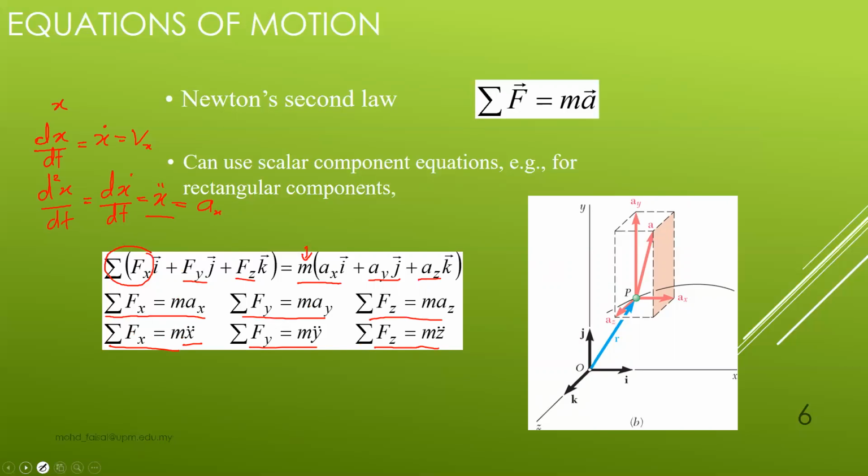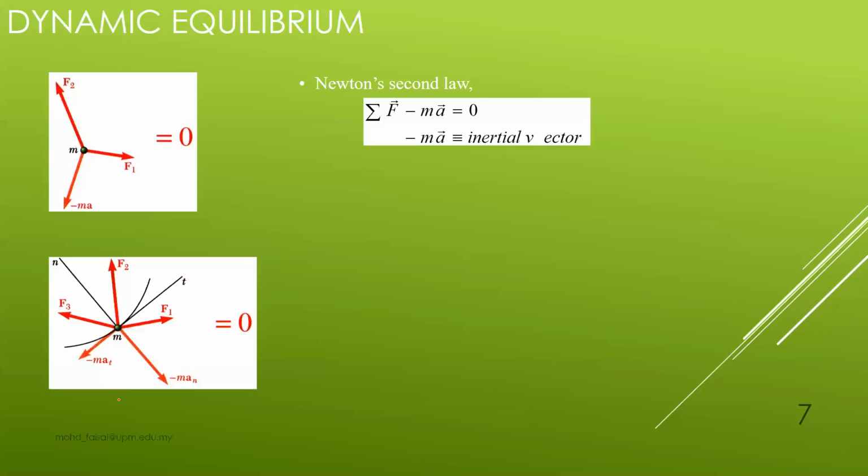Okay, moving to the next slide. Now, from the second law, suppose you see something like this: summation of forces F minus ma equal to 0. So that means there is some motion involved.